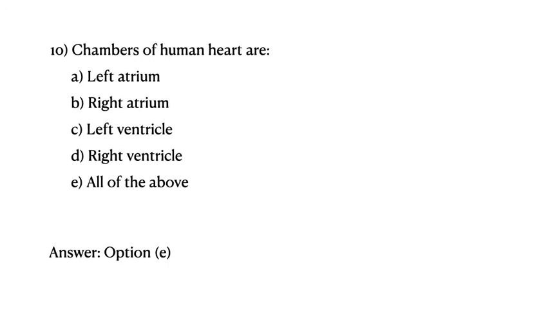Question number 10. Chambers of human heart are option A, left atrium, B, right atrium, C, left ventricle, D, right ventricle, E, all of the above. Now children, what is the answer here? Yes, answer is option E, that is all of the above.